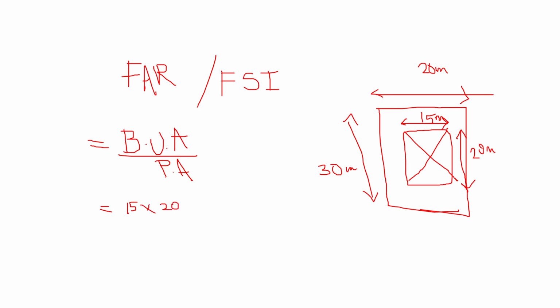Okay, and the first assumption that I'm having over here, by looking at the plan, is that it's a one-story building, so there's only a ground floor. Okay, so your built up area is basically your building size, which is 15 into 20 in this case, divided by the plot area, which is 20 into 30. Okay, now this is approximately 300 divided by 600, which means that this is 1 by 2, right? So you have an FAR or FSI of 0.5.